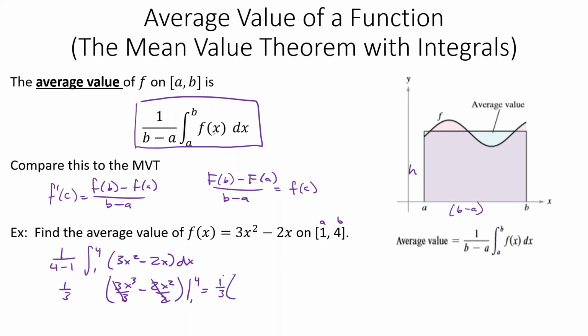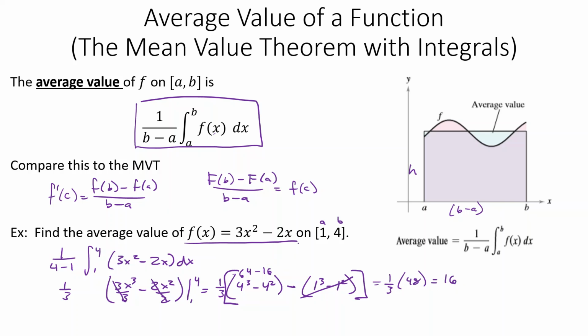So we get 1/3. We plug in 4. We get 4 to the 3rd minus 4 squared. Minus, I'm going to throw some brackets in there because the 1/3 is all the way out front and I don't want to forget about it. Plugging in 1, we get 1 cubed minus 1 squared. That's going to be 0. This is 64 minus 16, which is 48. 1/3 of 48 is 16. So that means the average value of this function between 1 and 4, the average height of this parabola, is exactly 16.